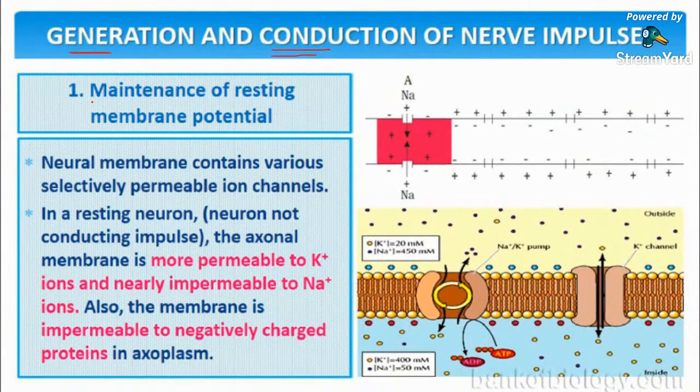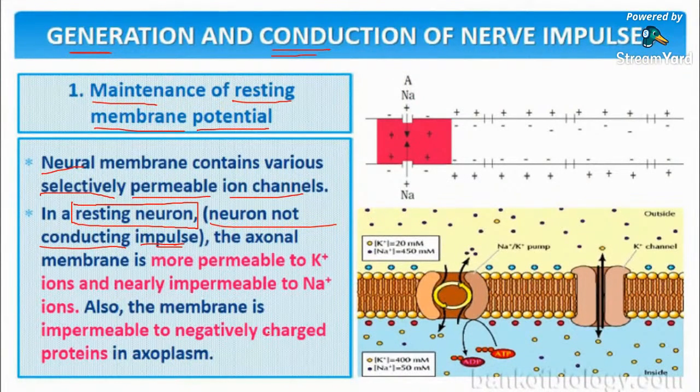Let's begin with this amazing session on the topic generation and conduction of nerve impulse. We have the first step, that is the maintenance of resting membrane potential. The neural membrane contains various selectively permeable ion channels. So the membrane of the neuron has certain channels for transport of ions. In a resting neuron, what do you mean by a resting neuron? Resting neuron means no impulse is being conducted by that particular neuron. Yes, it's mentioned here itself: a neuron not conducting any impulses is referred to as the resting neuron.